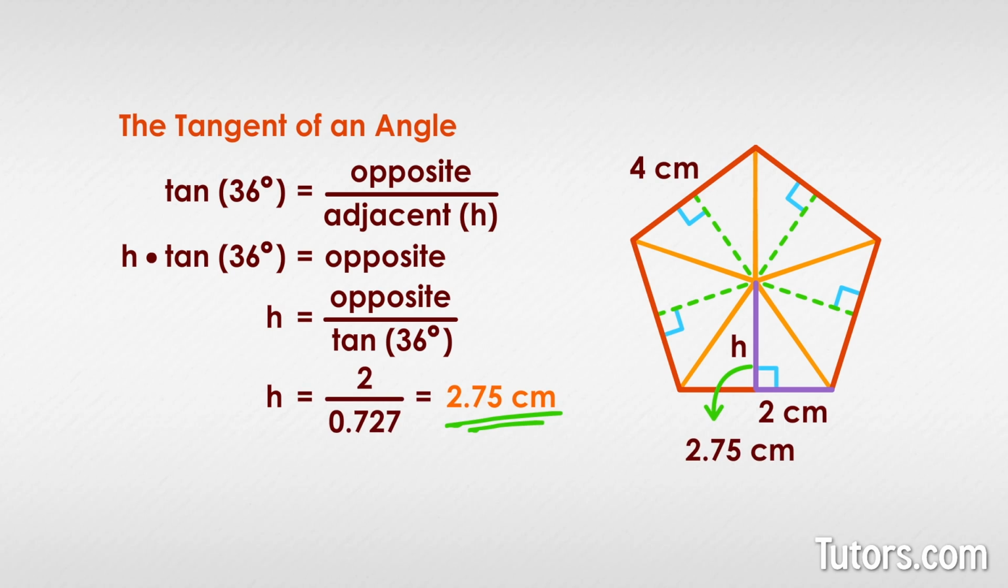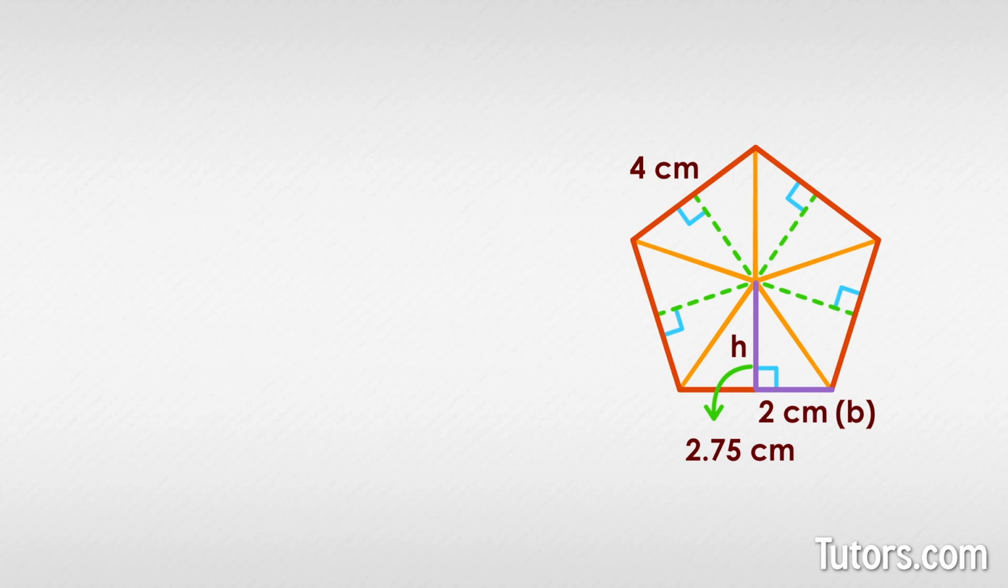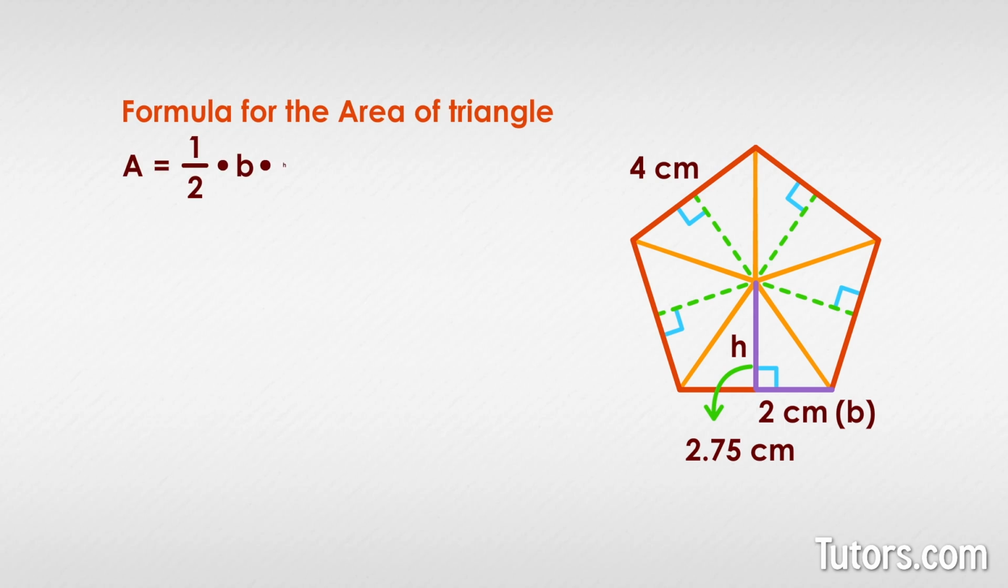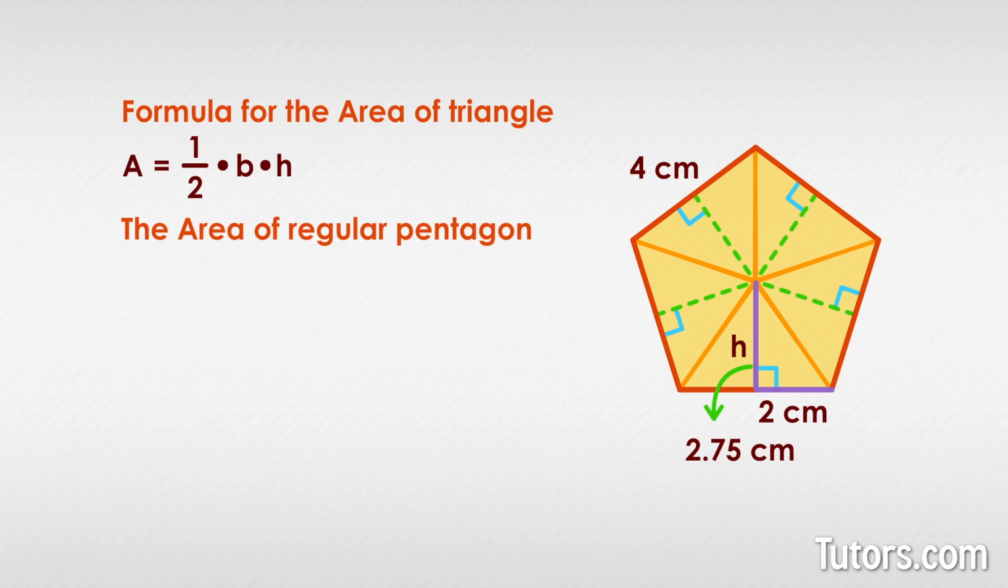With the height of the triangle now established and knowing the triangle's base, b, you can now apply the formula for the area of a triangle. Area equals 1/2 times base times height. We have 10 such right triangles, so we modify the triangle area formula and calculate the area of our regular pentagon. The 1/2 and the 10 can be combined to give us A equals 5 times b times h.